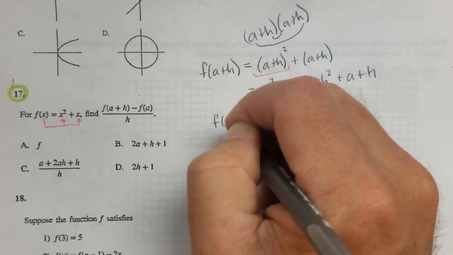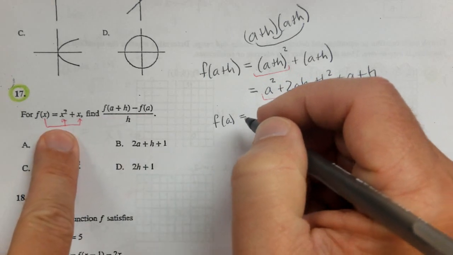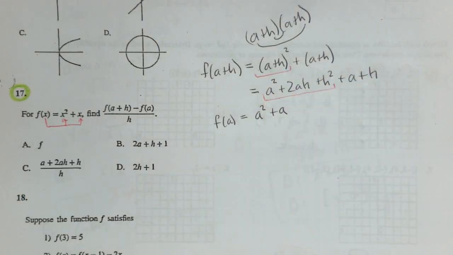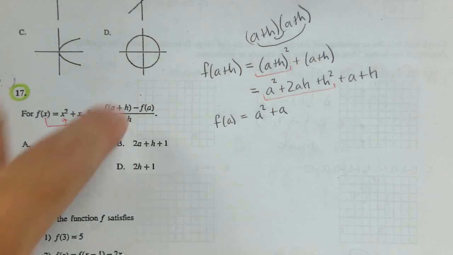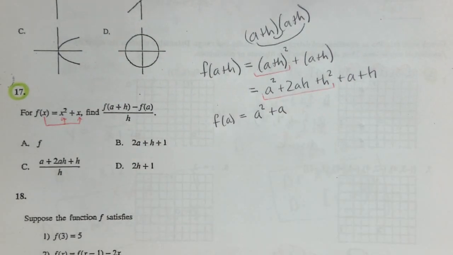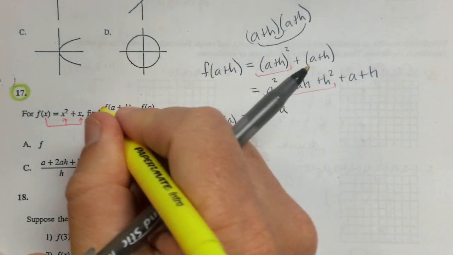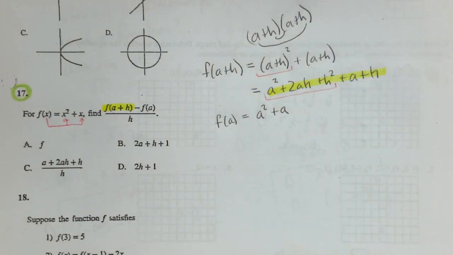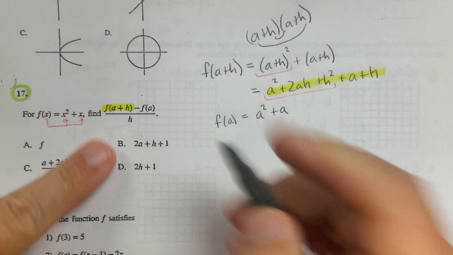f of a, that'll be a little easier, just plug in a. So a squared plus a, that's easy. And now I need to plug in both of those pieces into this thing that I'm supposed to find. So let's see if we can try to color code this to show what I'm doing here. So f of a plus h is all of this yellow stuff.